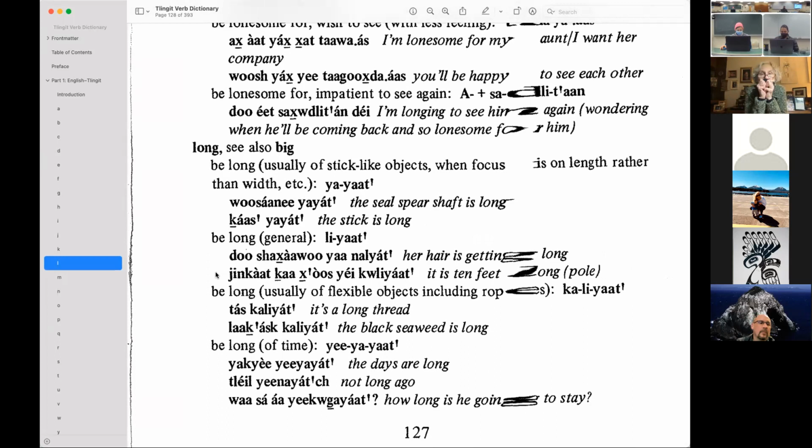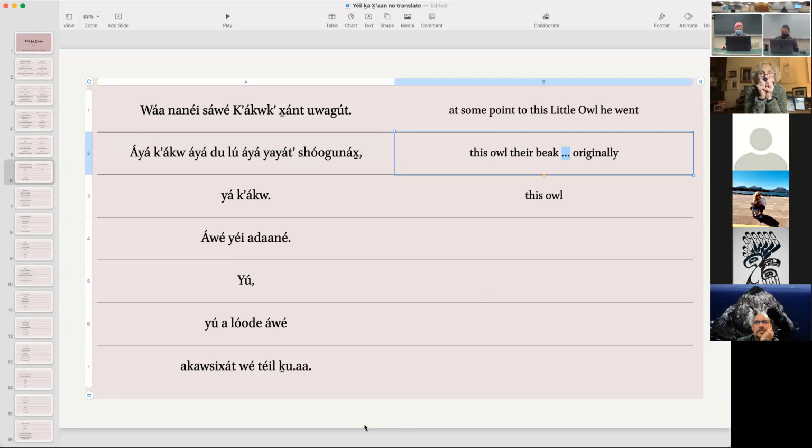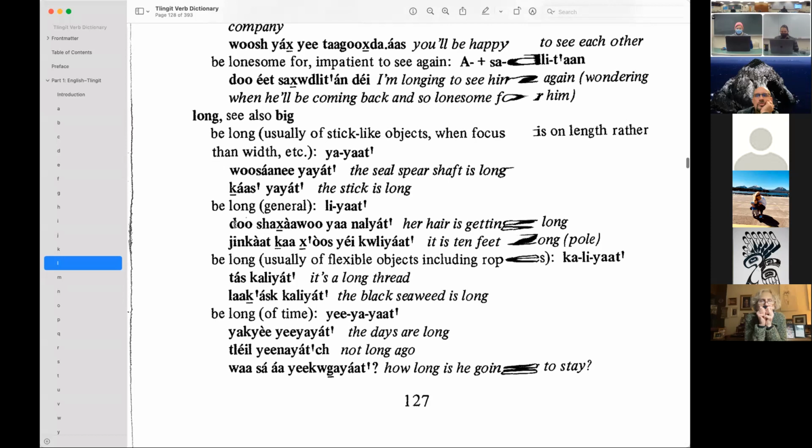So coming back, how would that shliyat be used? We mentioned it says general. So here we see hair and a pole. For me, tliyat is also tall. Saya kunach tliyat. The tree is tall. And then yayat is like a stick-like kind of thing, like a beak.